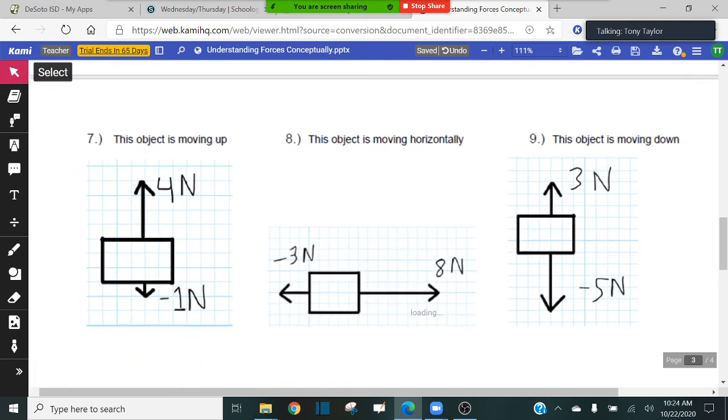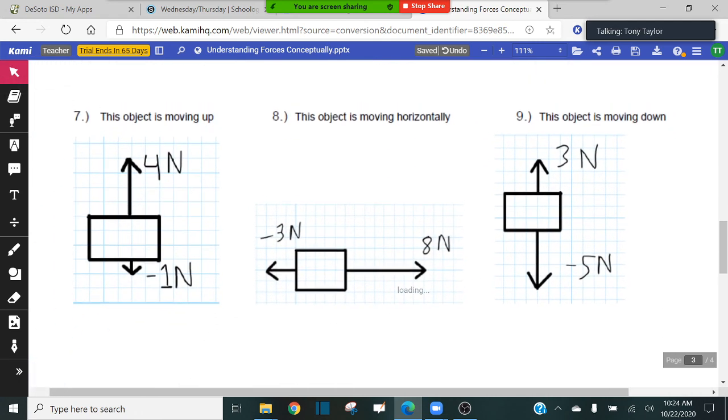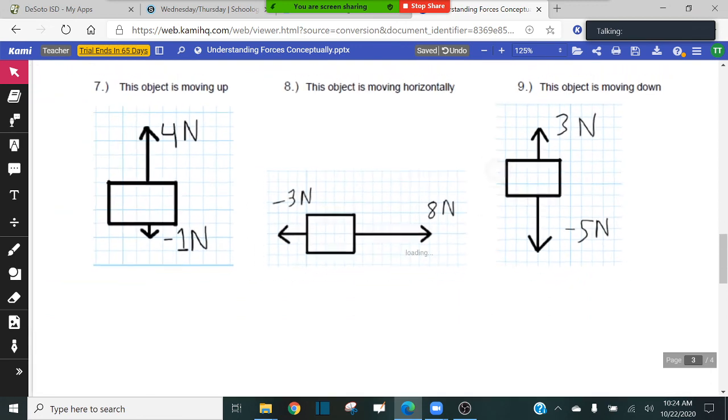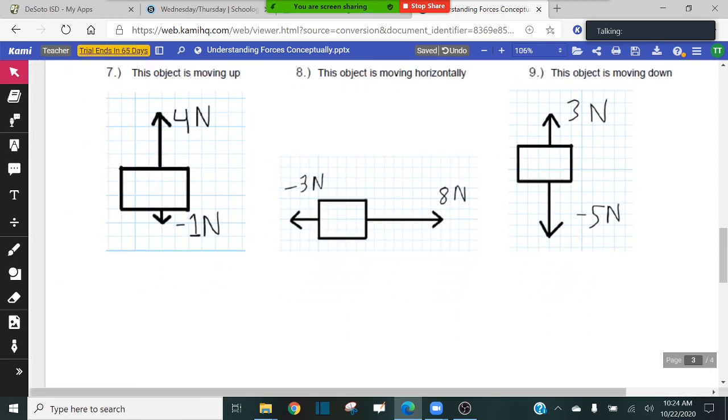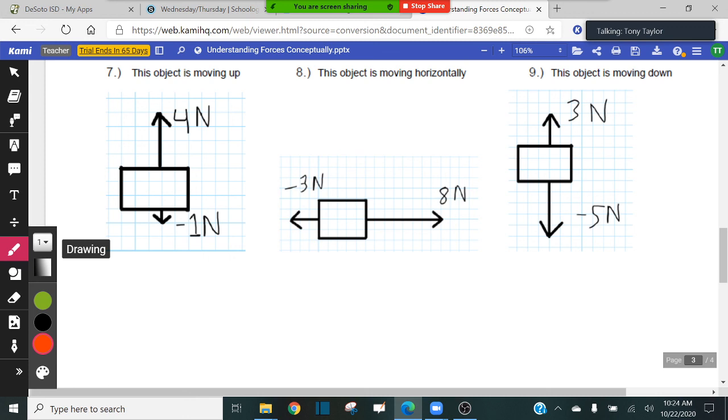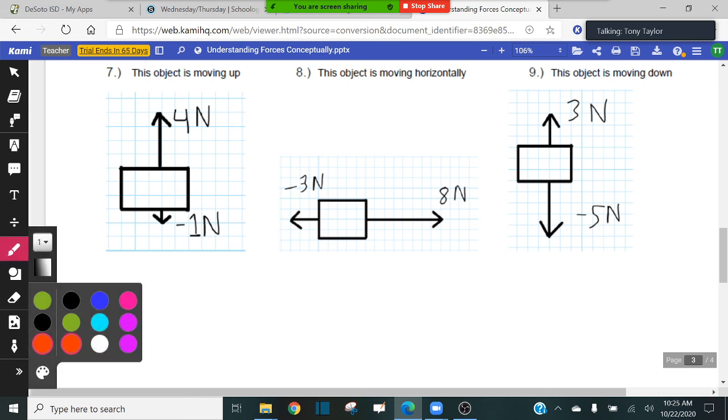Okay, guys, let us look at number eight. I like number eight. Number eight is an interesting problem. So, guys, remember, what we're doing, we're describing all the possible scenarios a free body diagram could be depicting. Number eight says this object is moving horizontally. So that means we could have two possible scenarios. Because, guys, what does horizontal mean? The object could either be moving to the left or right.